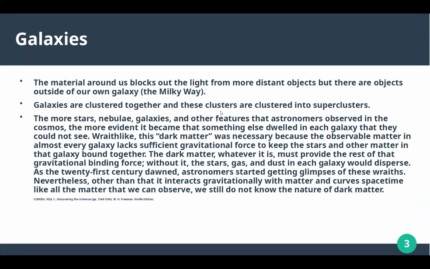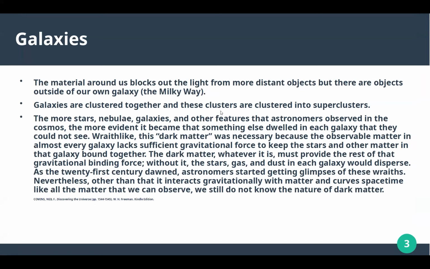The more stars, nebulae, galaxies, and other features that astronomers observed in the cosmos, the more evident it became that something else dwelled in each galaxy that they could not see. Wraith-like, this dark matter was necessary because the observable matter in almost every galaxy lacked sufficient gravitational forces to keep the stars and other matter in that galaxy bound together. The dark matter, whatever it is, must provide the rest of that gravitational binding force. Without it, the stars, gas, and dust in each galaxy would disperse.